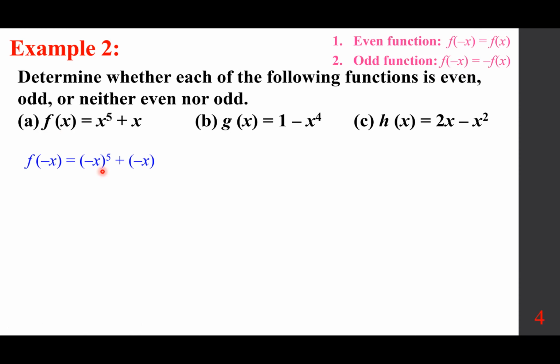And as you can see, this becomes minus x to the power of 5. This becomes minus x. So you can take the common factor of -1 out. And therefore, when you compare these two, it becomes minus f of x, which makes it an odd function.